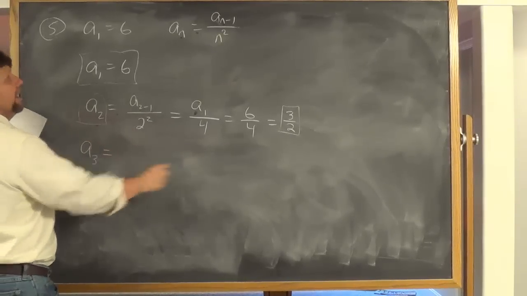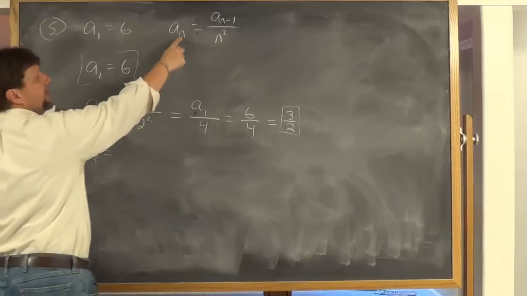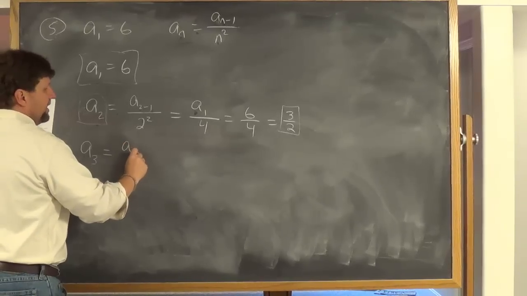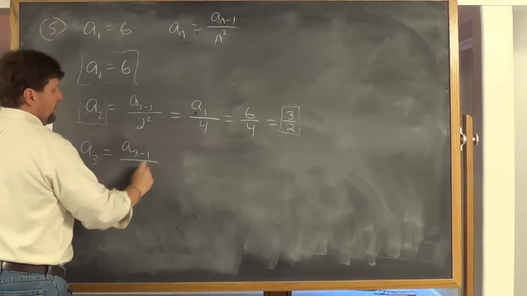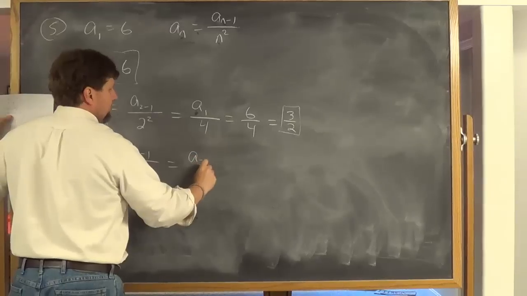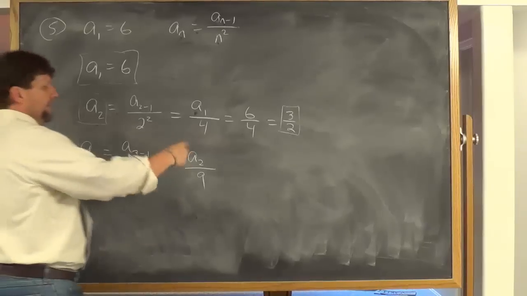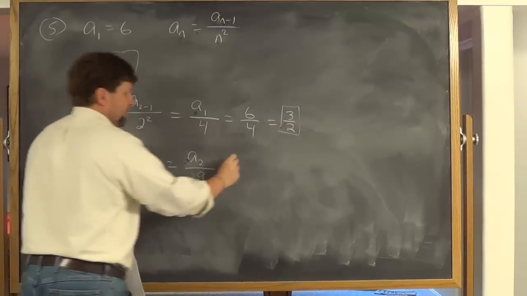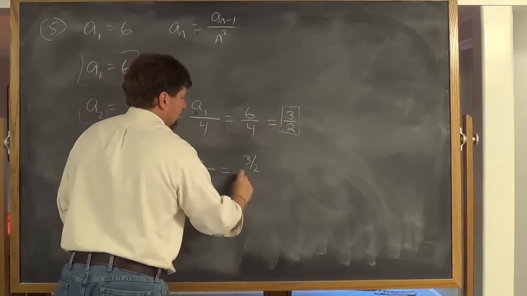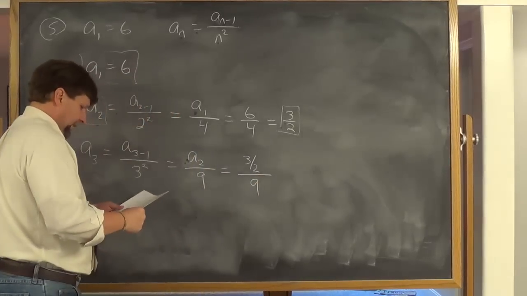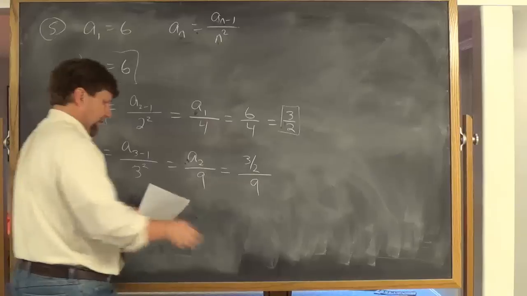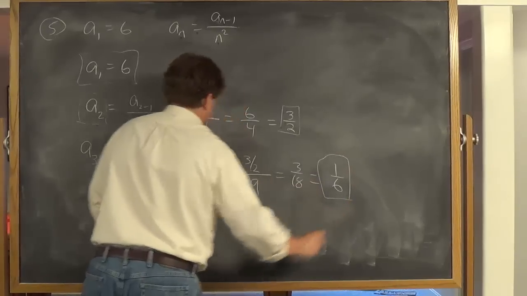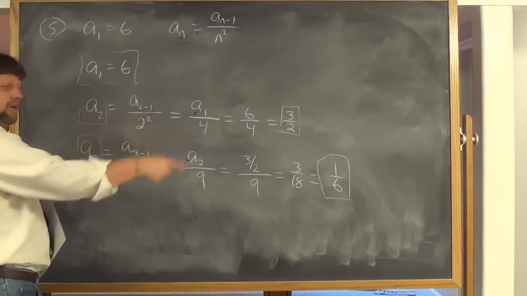A sub 3, again, I'm just using my little formula here, putting a 3 in for the n. So I put a 3 in for this n and a 3 in for that n. So I have a sub 3 minus 1 over 3 squared. That's a sub 2 over 9. We just found a sub 2 is 3/2, so I put 3/2 in here for a sub 2. So I have 3/2 divided by 9. And that ends up being 3/18, but that reduces to 1/6. So we have a sub 3 is 1/6.